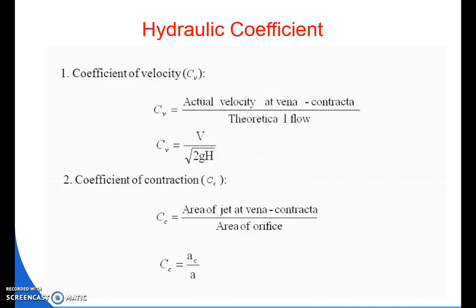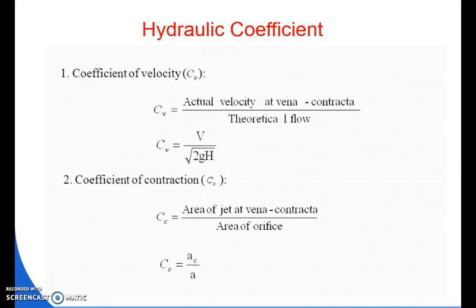Now we are going to find the value of the hydraulic coefficients. A coefficient is just a number giving the ratio of the actual value to the theoretical value. There are three types of hydraulic coefficients: the coefficient of velocity, the coefficient of contraction, and the coefficient of discharge.